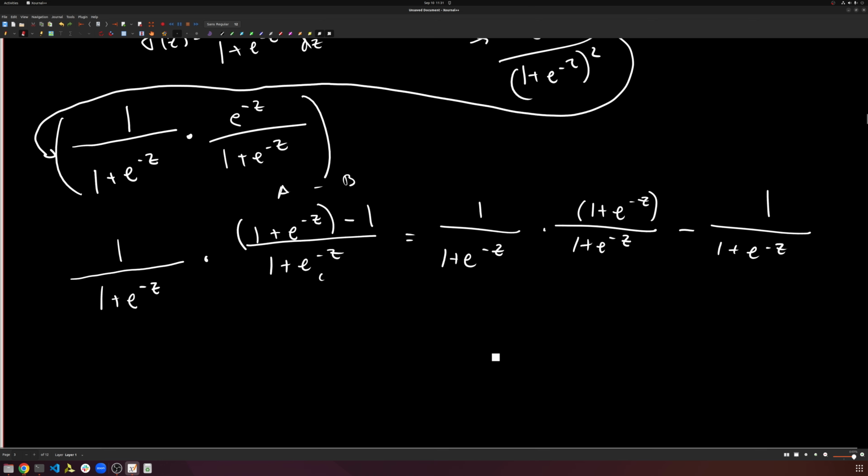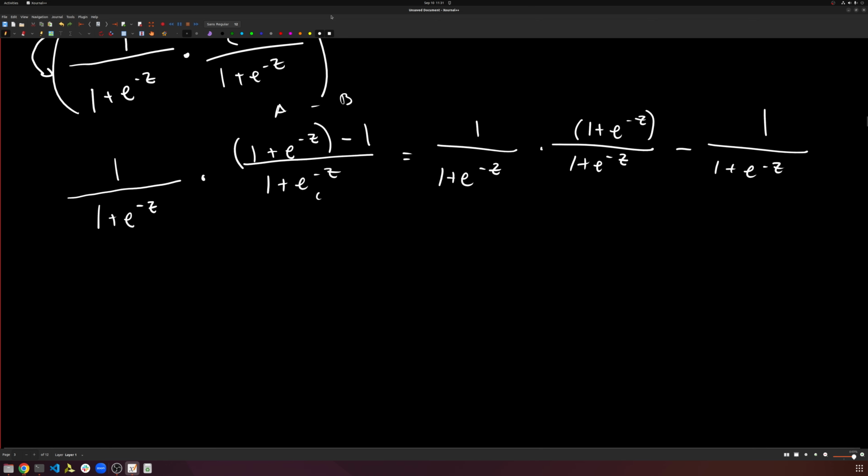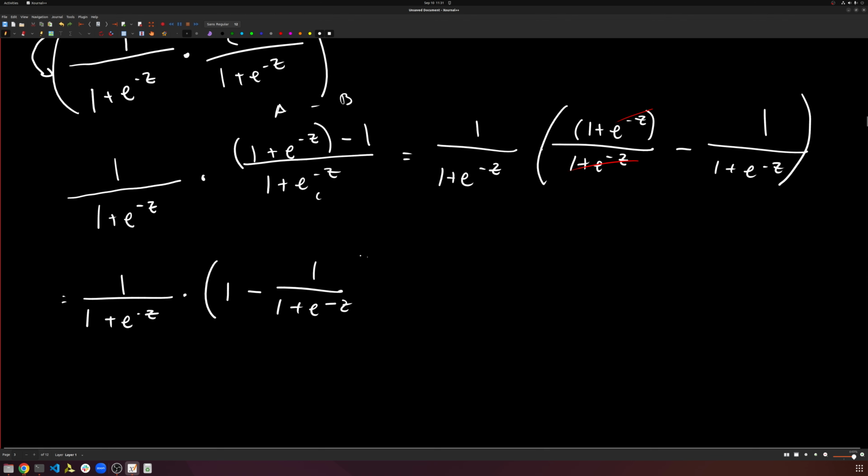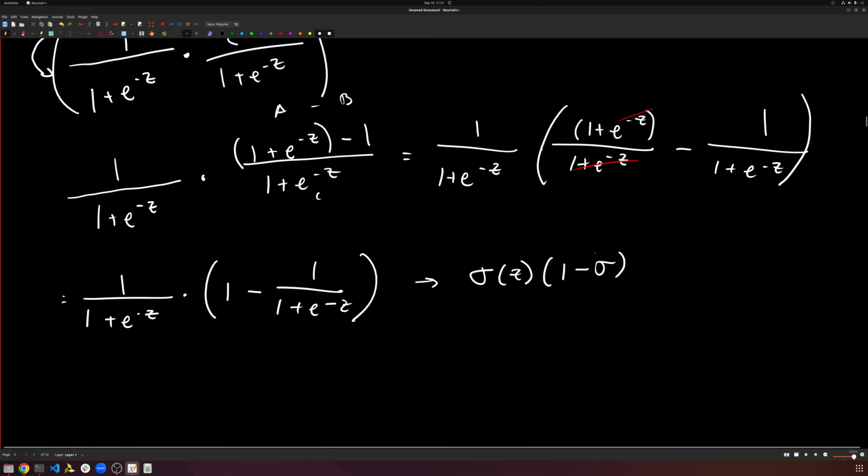Well, this first one is obviously 1, so these things cancel, and that simplifies our problem a little bit more. So that'll be equal to 1 over 1 plus e to the negative z times 1 minus 1 over 1 plus e to the negative z. And what is 1 over 1 plus e to the negative z? Well, this is just sigmoid of z times 1 minus sigmoid of z.